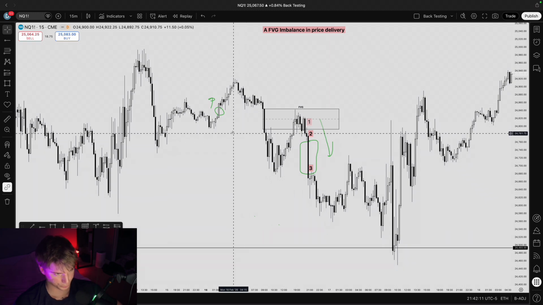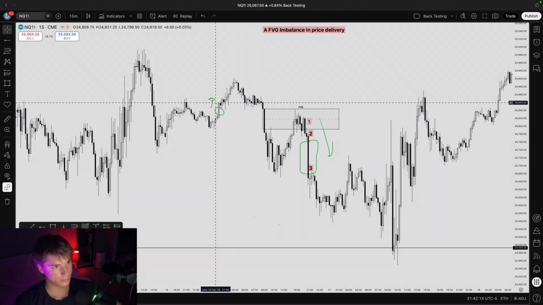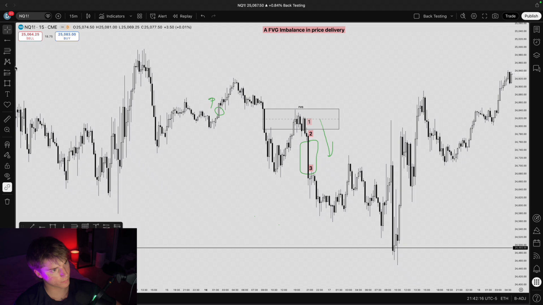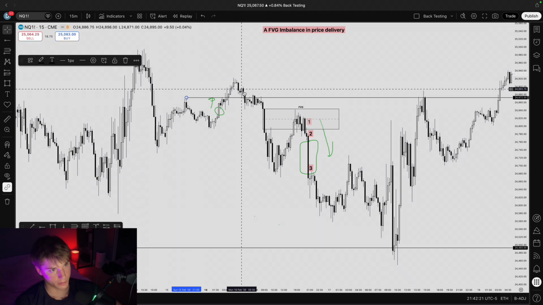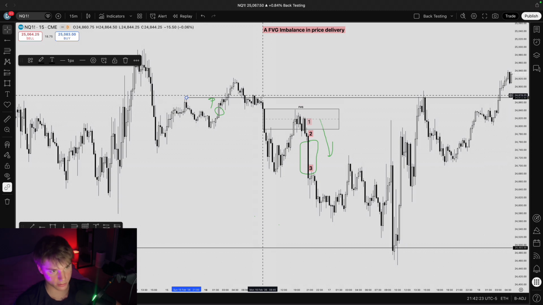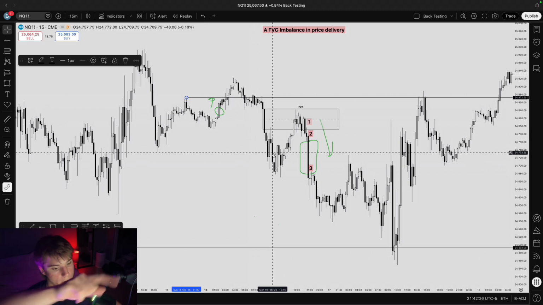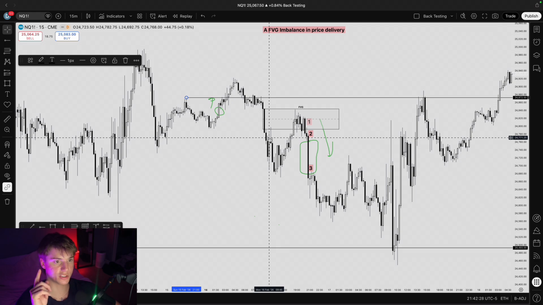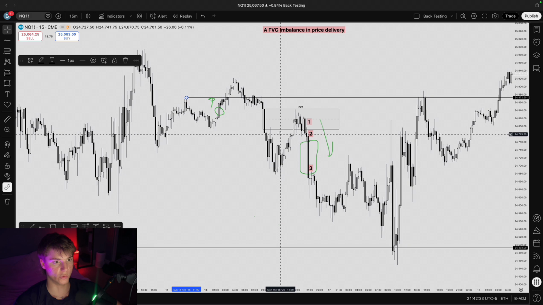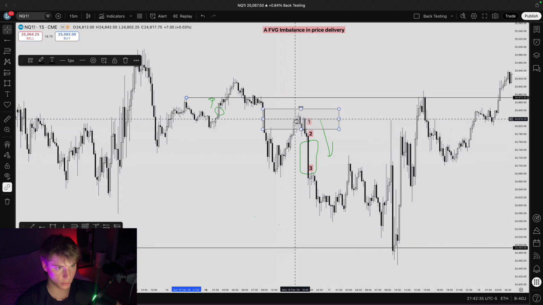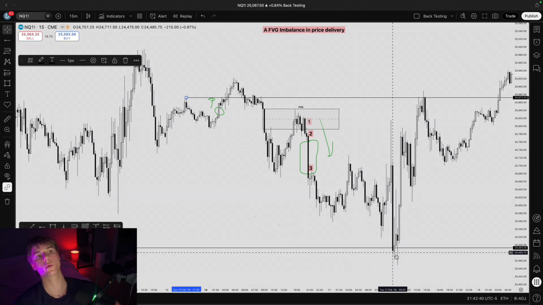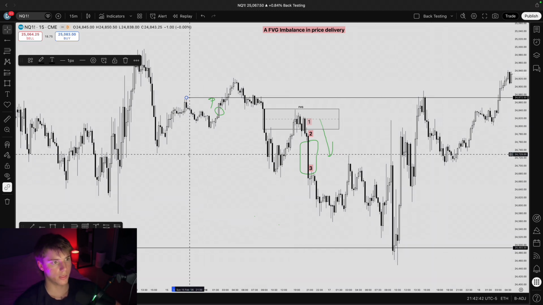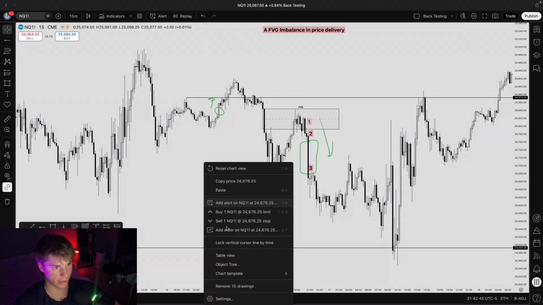So, as you can see, price takes out liquidity internally, displaces to the downside, showing the market wants to go down, but it can't go all the way down to external liquidity because it has to manipulate internally first. So as you can see, it retraces and goes back into the bearish fair value gap and then goes all the way down to the external liquidity. So that is it, pretty much simplified.